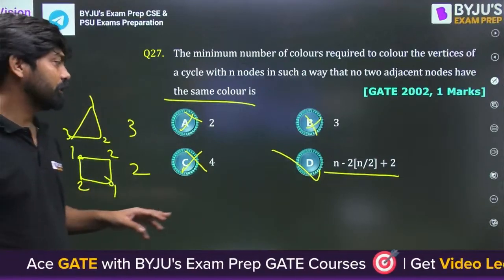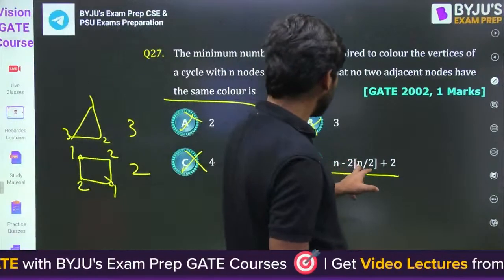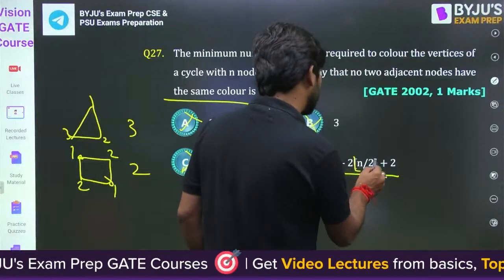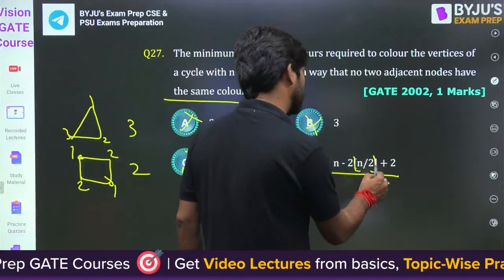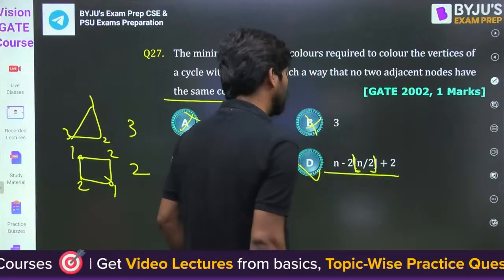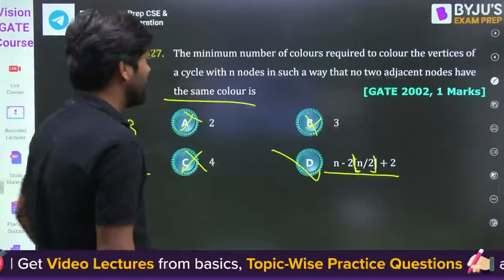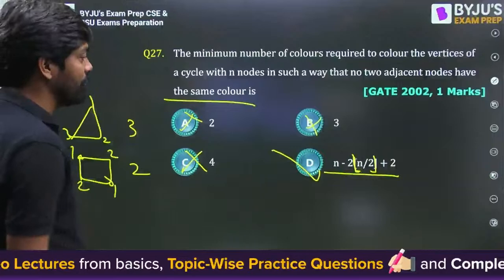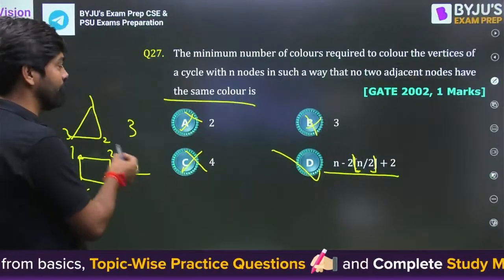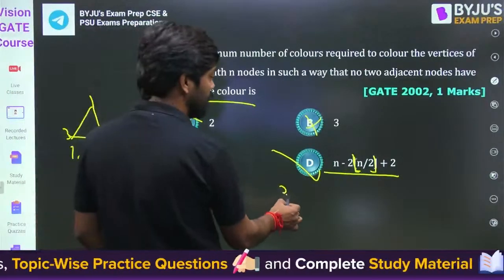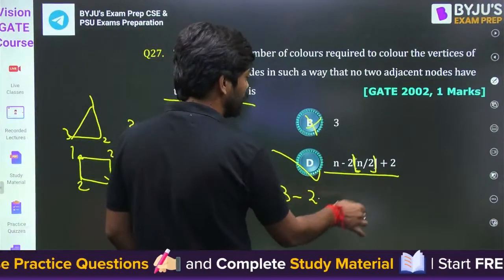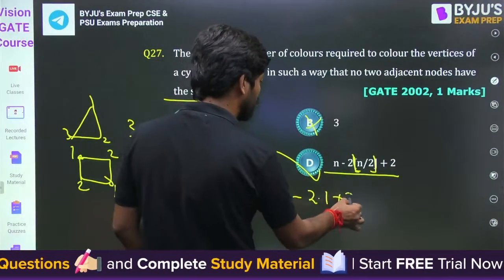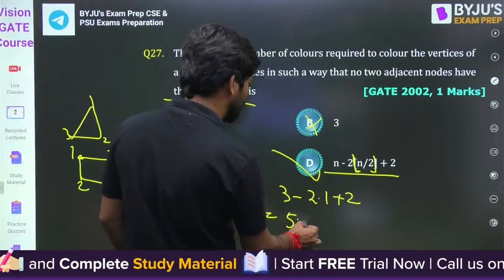So it is nothing but n minus 2 into floor value of n by 2, plus 2. If you want, you can take any value and it will be satisfied. See here, if n is 3, it is 3 minus 2 into floor of 3 by 2, which is 1, so 1 plus 2, that is 5 minus 2. It is nothing but 3.